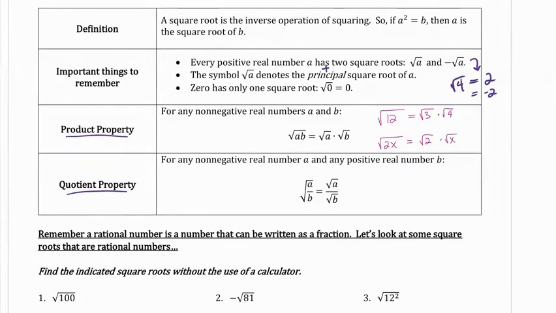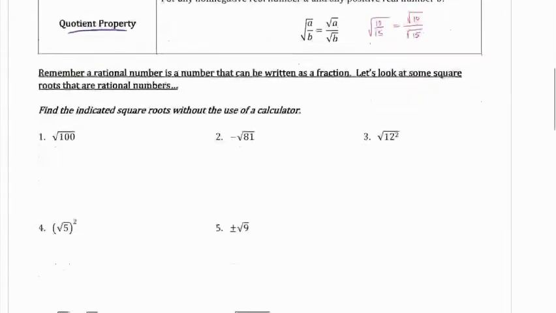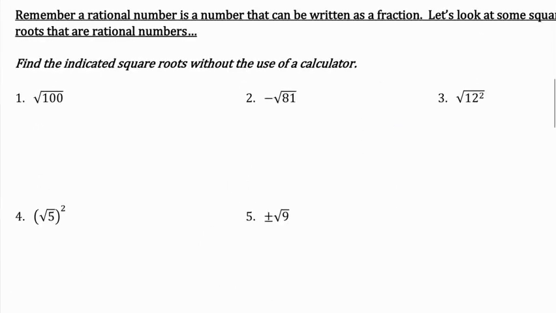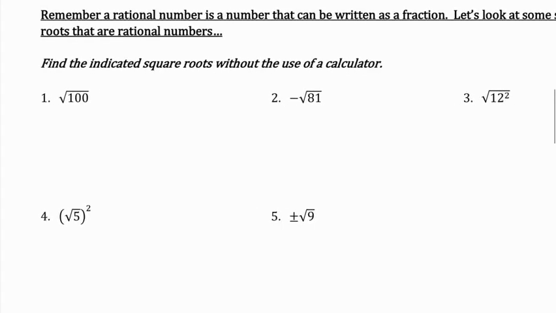Same thing with division. You can separate a quotient into its two parts, or into a fraction. So if I had the square root of 10 over 15, I can separate that into the square root of 10 over the square root of 15. And vice versa, if you had them separated, you can put them back together as a fraction. Okay, so let's just get into examples. We'll see how we use some of those properties as we go through these.